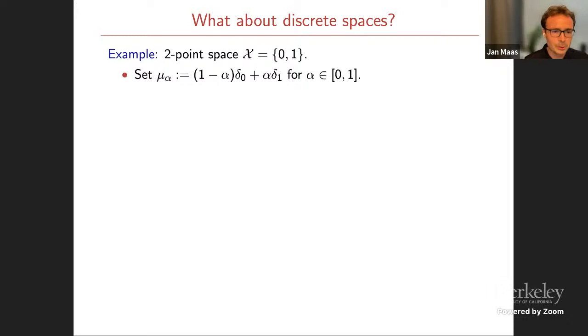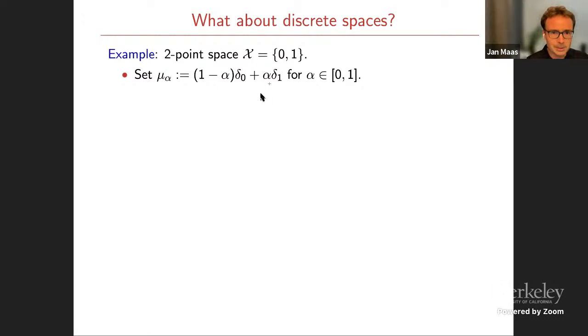Of course, in the 2-point space, we can write every probability measure as a convex combination of two Dirac masses. So mu alpha is the measure with mass 1 minus alpha at 0 and mass alpha at 1.